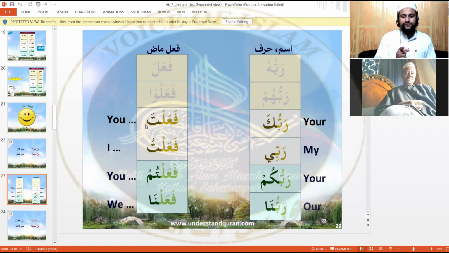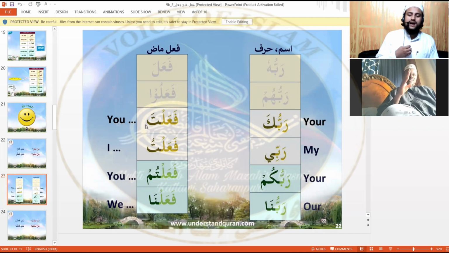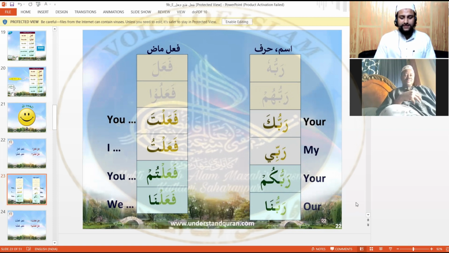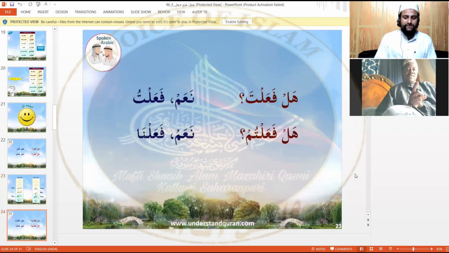Ta, you. Tu, I. I mean, fa'altu, I did. And tum, fa'altum, you all. Na, we. Fa'alna, we did it. Okay. So remember this sign. It will help you to recognize the fi'l mazi and perfect tense.